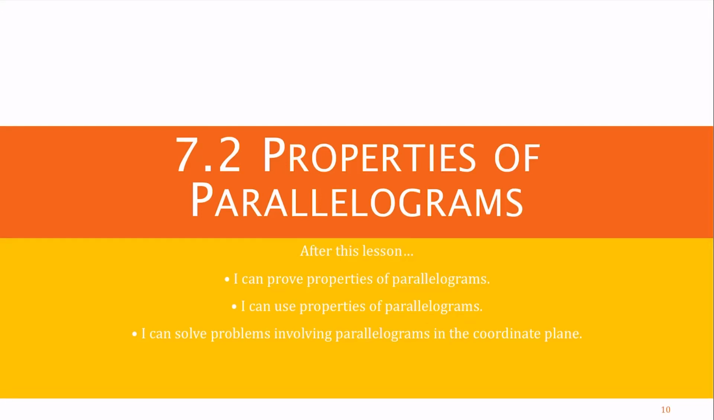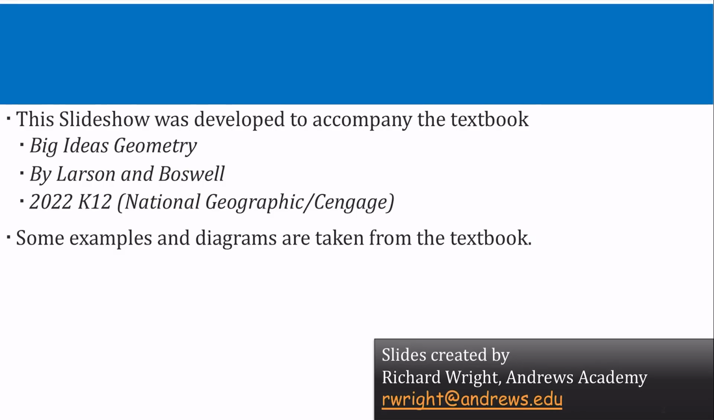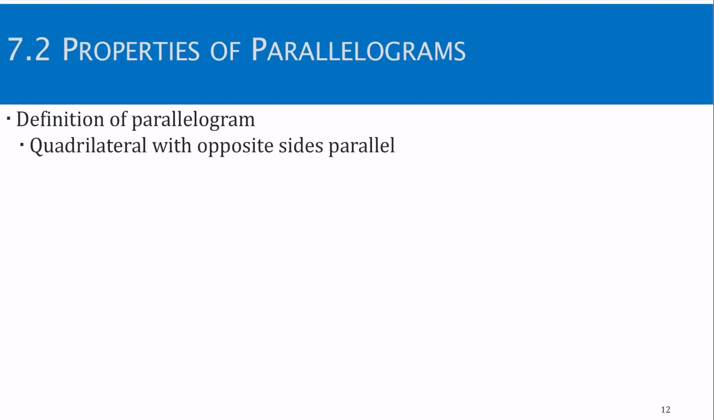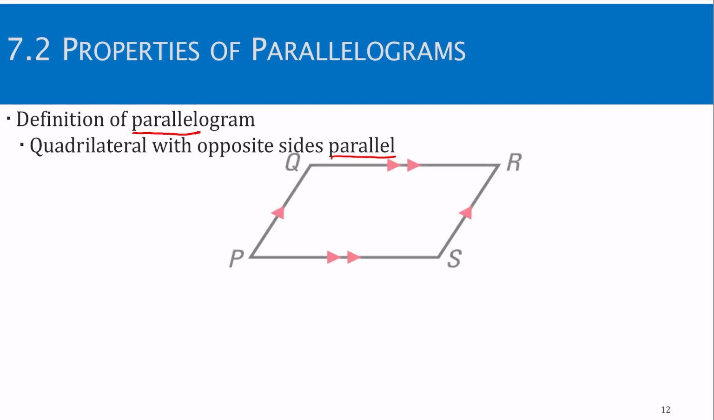Lesson 7.2, Properties of Parallelograms. A parallelogram is a quadrilateral, which means it's four sides, with the opposite sides parallel. So the definition of a parallelogram is the opposite sides are parallel. It's in the name. Parallelograms have sides that are parallel, such as this. You can see the opposite sides are parallel.